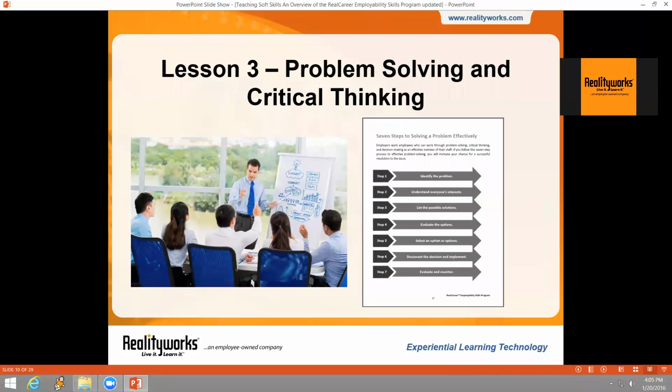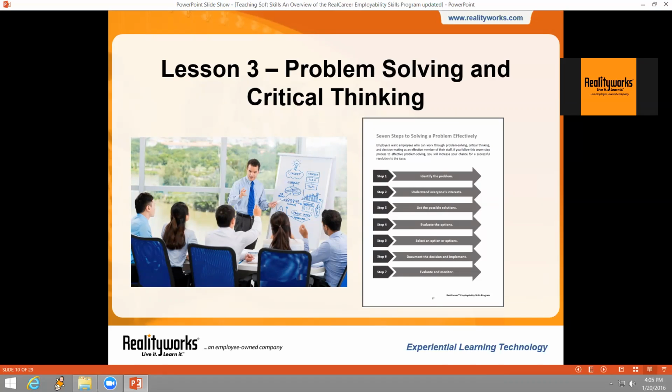Lesson 3 focuses on the important skills of problem solving and critical thinking. The lesson begins with learning the 7 steps to solving a problem effectively. And then the first activity is problem solving as an individual. As a work-related problem scenario is read, they solve the problem in that scenario. And then the second activity is problem solving on a work team. And each group is given one work problem solving scenario to work through as a group.